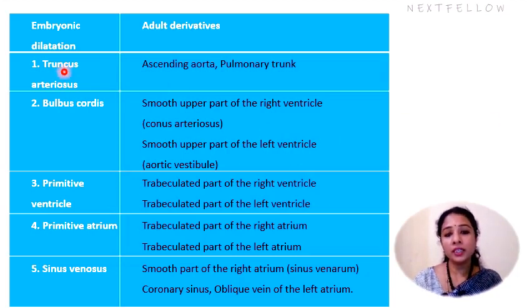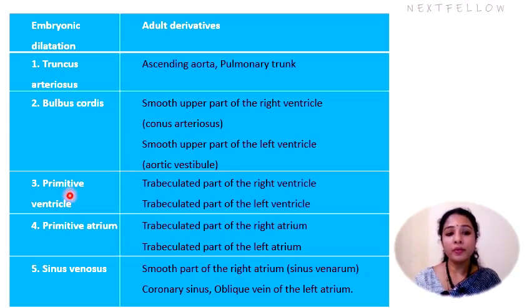So let's see what each dilatation forms, the adult derivatives. From cranial to caudal, the truncus arteriosus forms the ascending aorta and pulmonary trunk. Bulbous cordis forms the smooth part of the right ventricle, which is called conus arteriosus, and the smooth part of the left ventricle, which is called aortic vestibule. So bulbous cordis forms the smooth upper part of the right and left ventricles, which are called the outflow part.